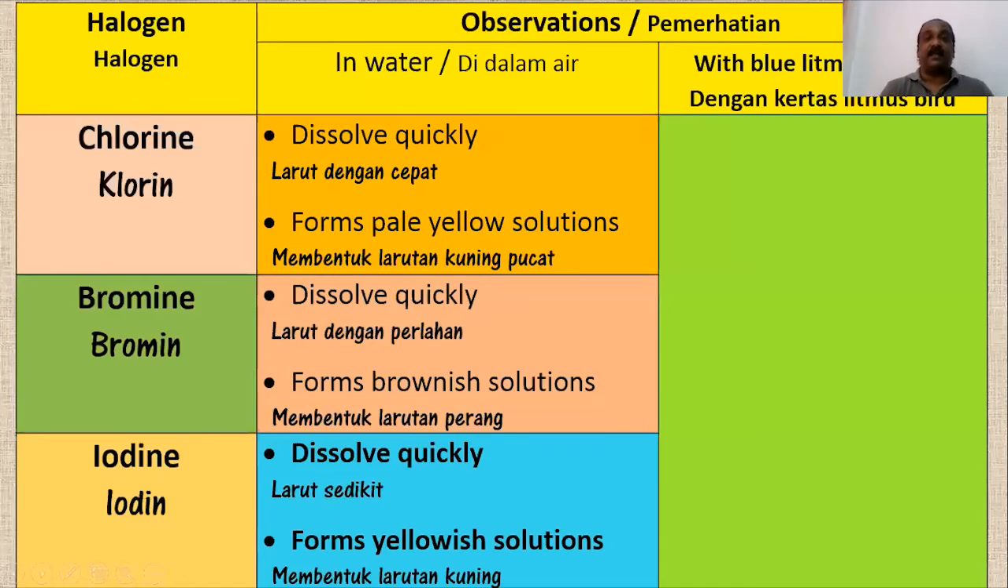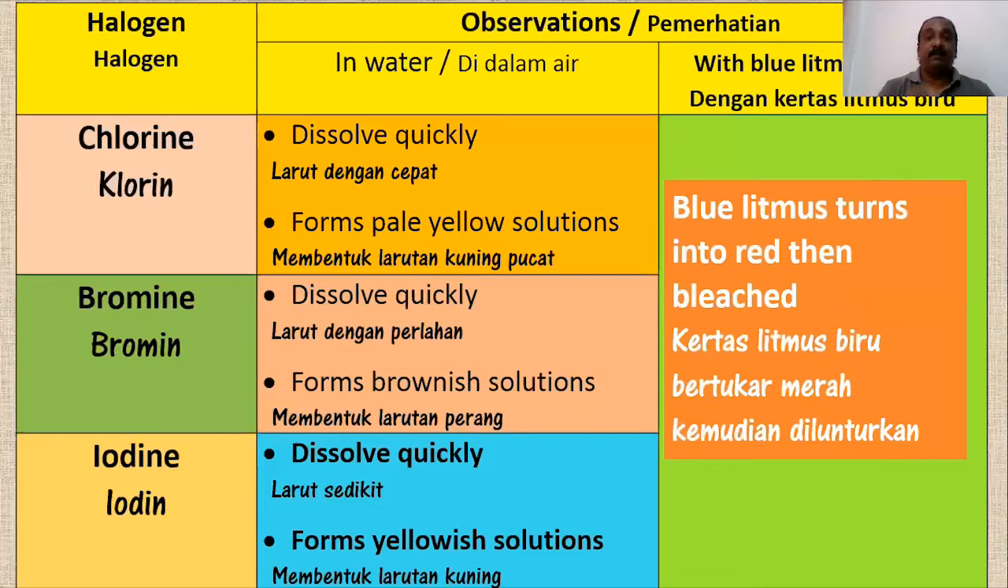Slightly the changes, they're getting darker and darker. But with what we call litmus paper, we want to see whether they are forming alkaline solution or neutral solution or acidic solution. Bila kita larutkan unsur kumpulan 17 ini dalam air, kita dapati bahawa kertas litmus biru turn to red, after that bleached, dilunturkan. So important: blue litmus paper turn red and then bleach, dilunturkan. Menunjukkan dia berasid. Blue litmus paper turn red, menunjukkan dia berasid. Bleach bermaksud dia bertindak sebagai peluntur, melunturkan. Okay, later we'll see the application lah.